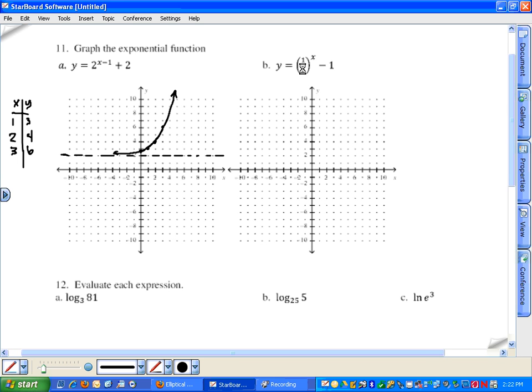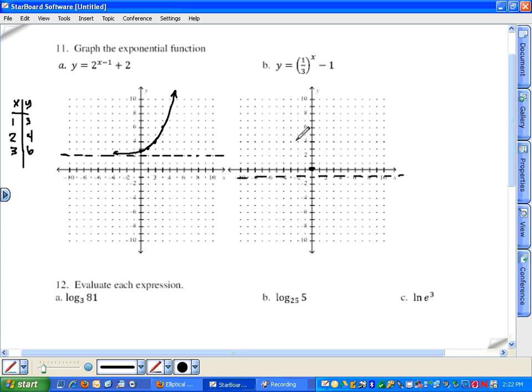Very similar on part B, we start with this number to find our horizontal asymptote. It's negative 1. Okay, now we use x equals 0 to find our y-intercept. If x is 0, 1/3 to the 0 is 1. 1 minus 1 is 0. Now since this is a decay function, the graph from left to right is decreasing. Okay, the y values are getting smaller.